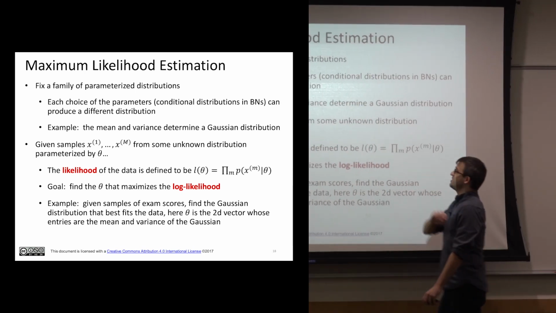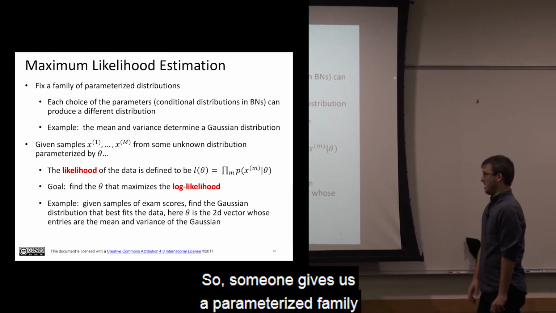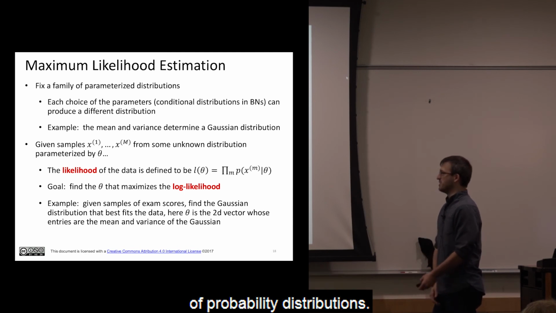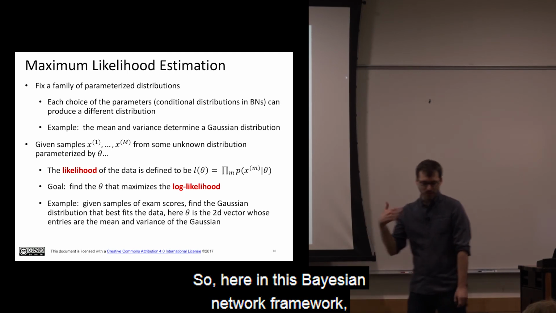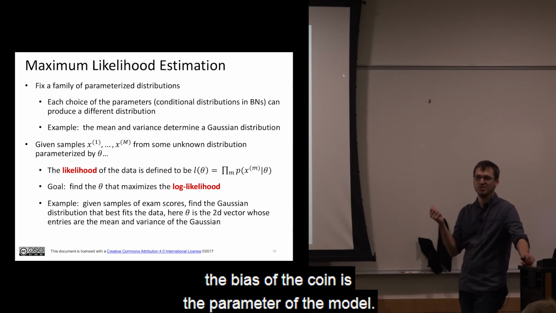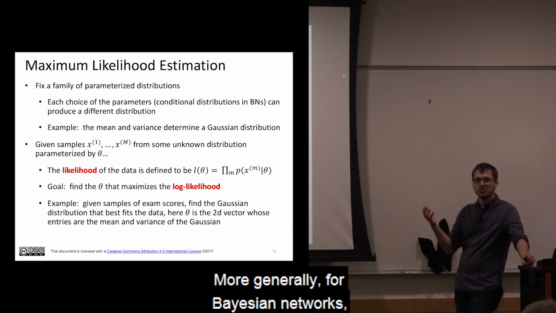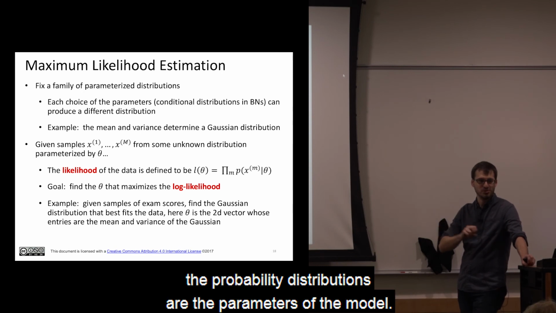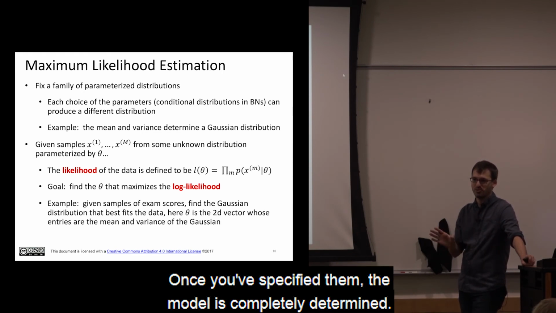So the general idea is this. Someone gives us a parameterized family of probability distributions. Here in this Bayesian network framework, in this coin flipping example, the bias of the coin is the parameter of the model. More generally for Bayesian networks, the probability distributions are the parameters of the model. You need to specify them. Once you've specified them, the model is completely determined.